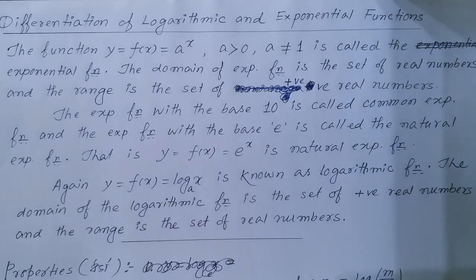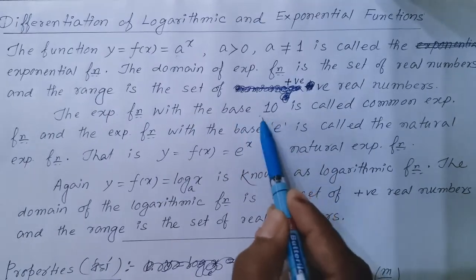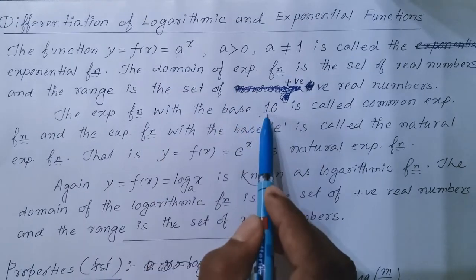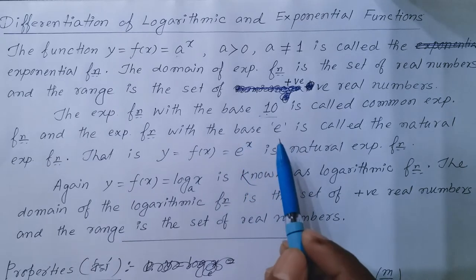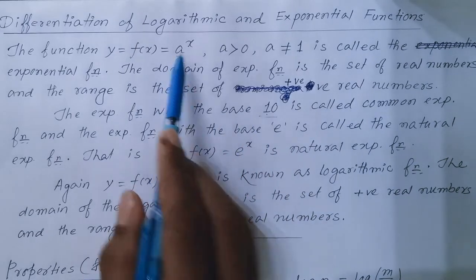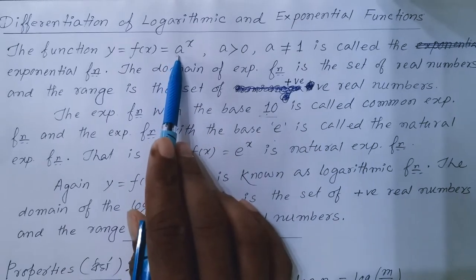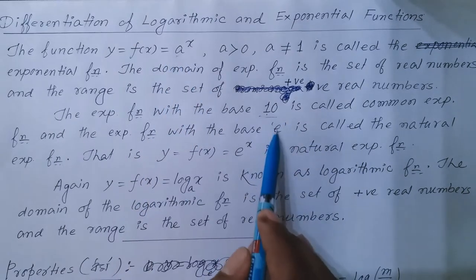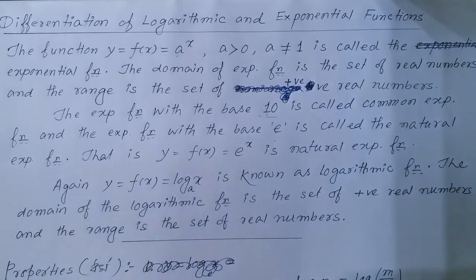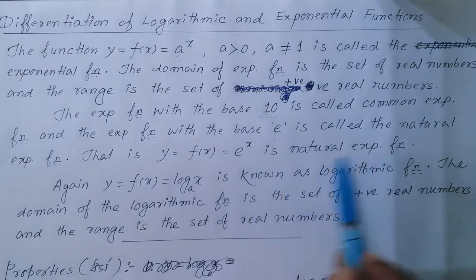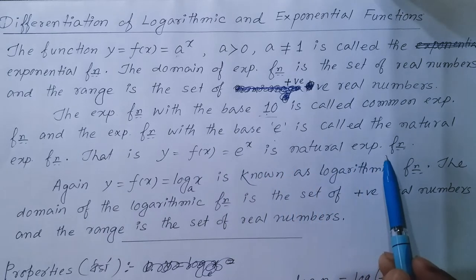There are two special kinds of exponential function. One is known as the common exponential function, and the other as the natural exponential function. Whenever the base a is 10, it is called the common exponential function, and whenever the base a is the exponential number e, which you know, it is called the natural exponential function. So y = e to the power x is called a natural exponential function.